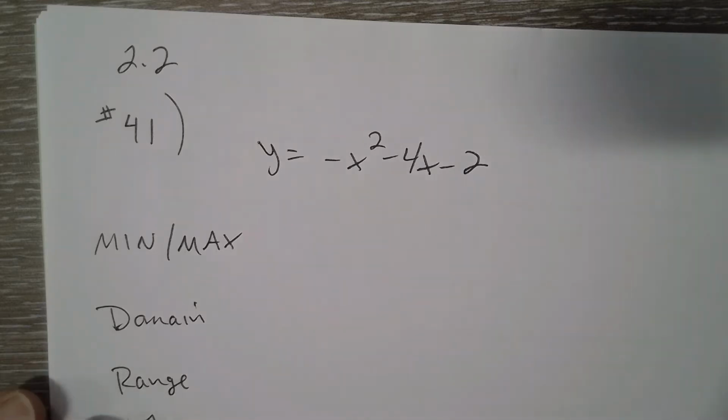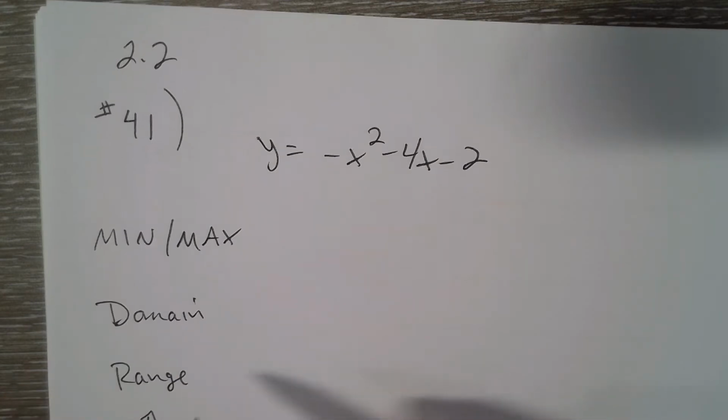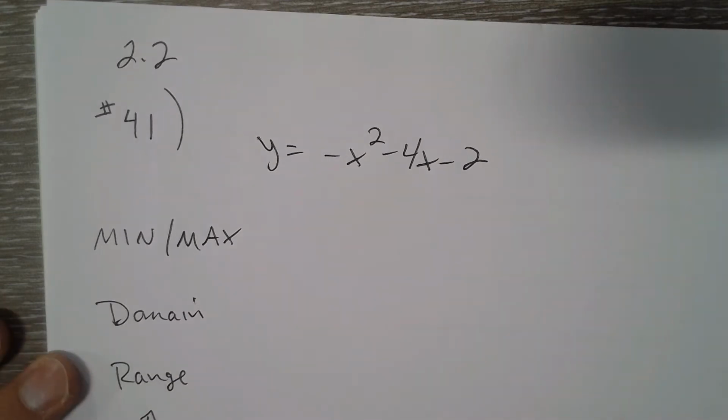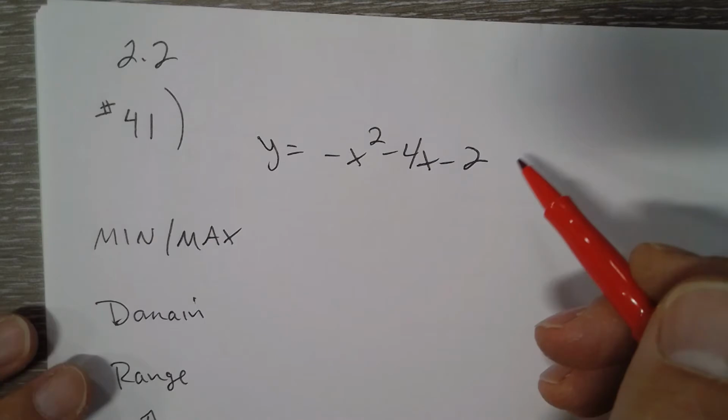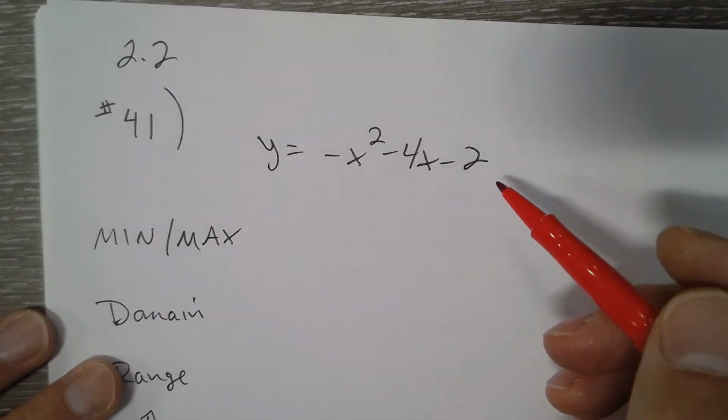Alright, 2.2, number 41. You're asked to find the minimum, maximum, domain, range, and where the function increases and decreases. We haven't talked about increasing and decreasing yet, so it makes sense that there'd be a question about that. So first thing we have to do is find the vertex of that parabola.